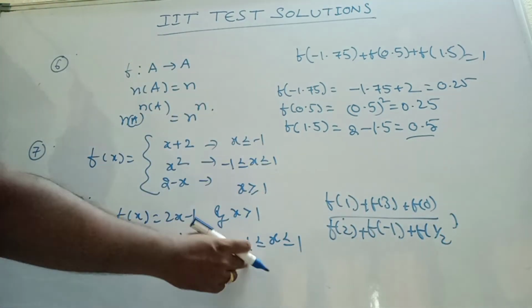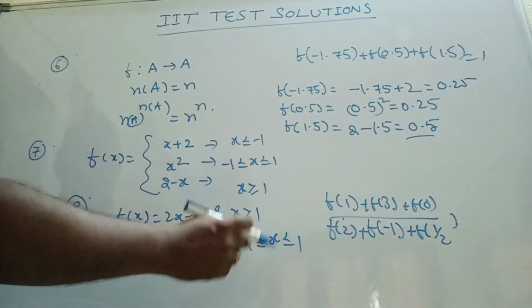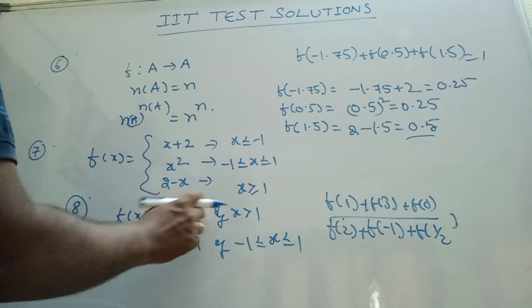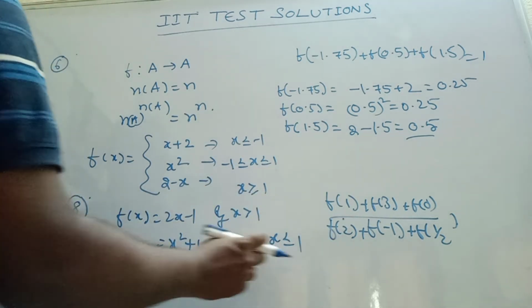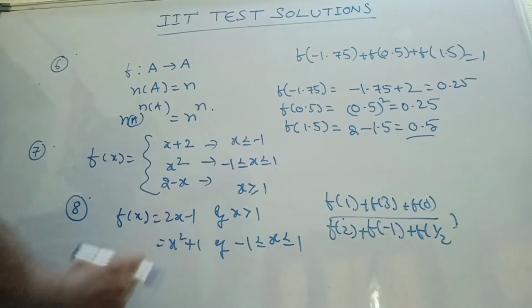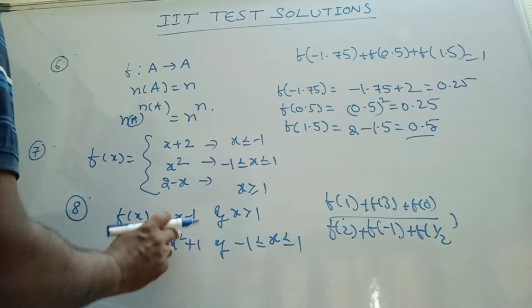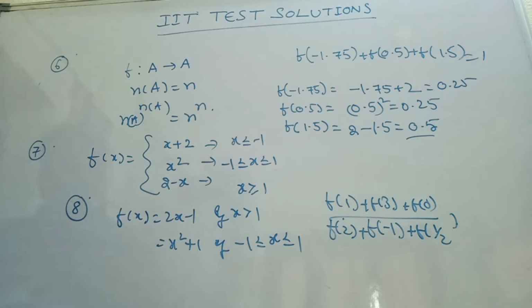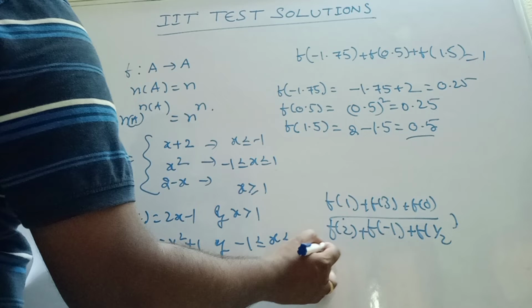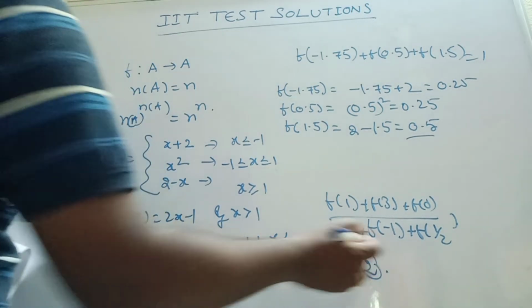F of 1 means we take 1 square plus 1. F of 3 means 2 into 3 minus 1. F of 0 means 0 square plus 1. F of 2 means 2 into 2 minus 1. F of minus 1 means minus 1 square plus 1. F of 1 by 2 means between these, so use x square plus 1. Just substitute and simplify. I think you will get option number 2, 32 by 25 is the correct answer. For the 8th one, you have option number 2.